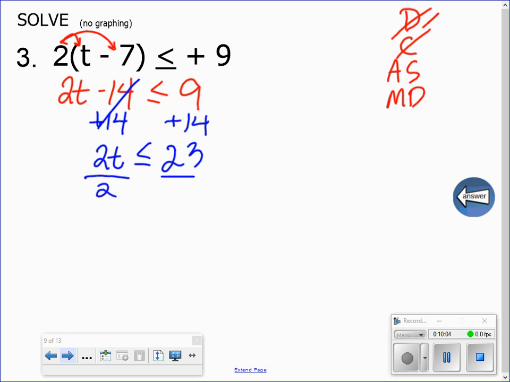And divide by 2 so that the t is by itself. And we have t is less than or equal to 23 over 2. You can convert this to a decimal, but it's not necessary. When we're working in math, we like to have exact answers, and fractions are not always exact.